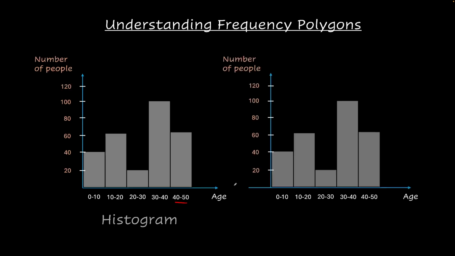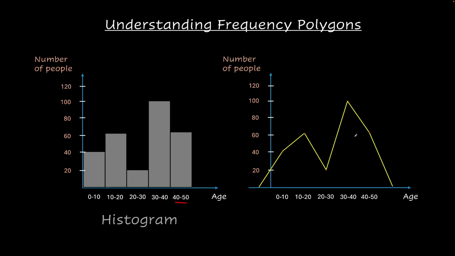Let's see how. So here I have the same histogram, and what I'm going to do is join the midpoints or the tops of these lines. Let's see how that looks. Let's join them. And let's remove this part. And here, this is what we call a frequency polygon.